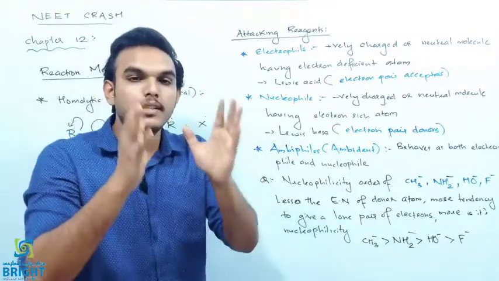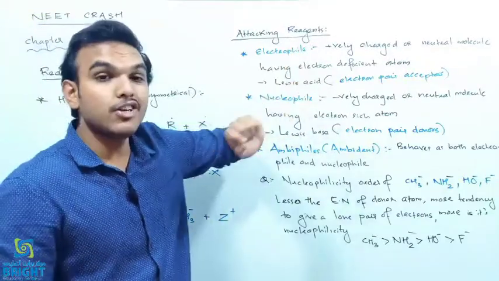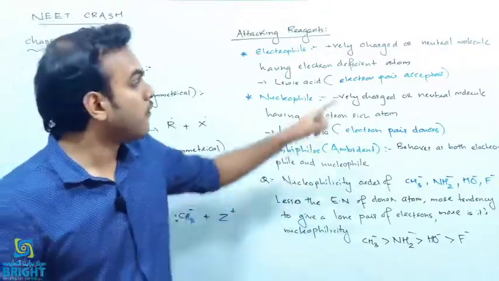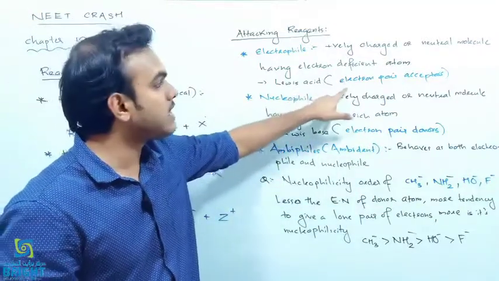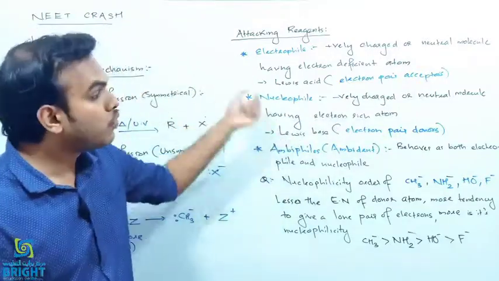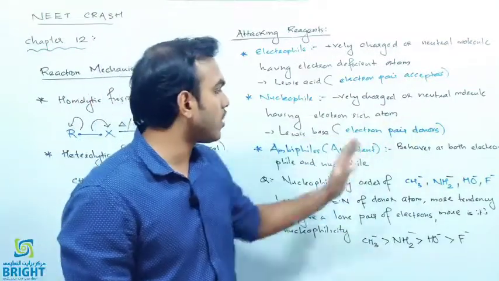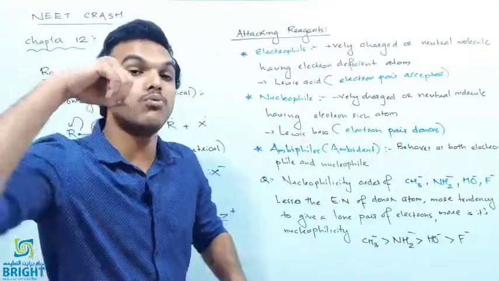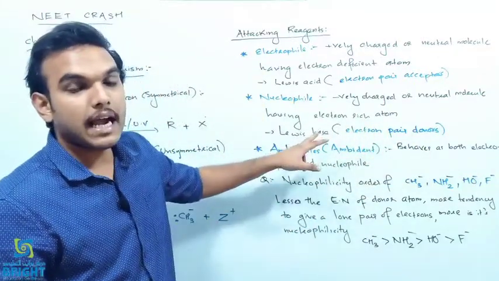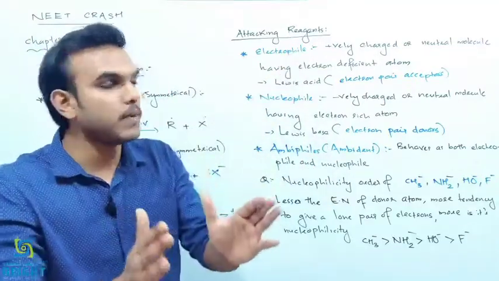Electrophiles are positively charged or neutral species having electron deficient atoms, so they have a tendency to accept electrons, therefore they can act as Lewis acids, that is electron pair acceptors. Nucleophiles are negatively charged, or neutral molecules, that are electron rich, therefore they have a tendency to donate electrons. So they act as Lewis bases and electrophiles act as Lewis acids. You have to keep these conditions in mind very well.